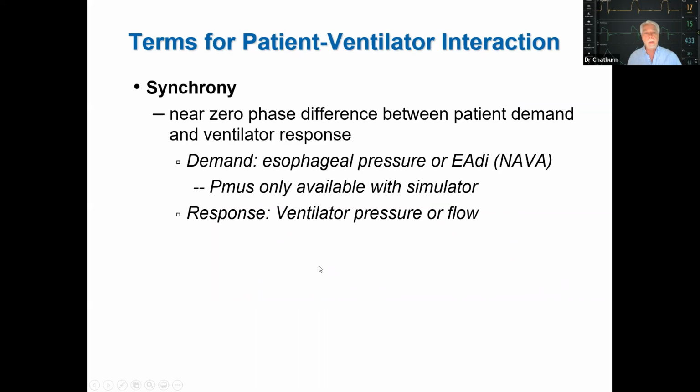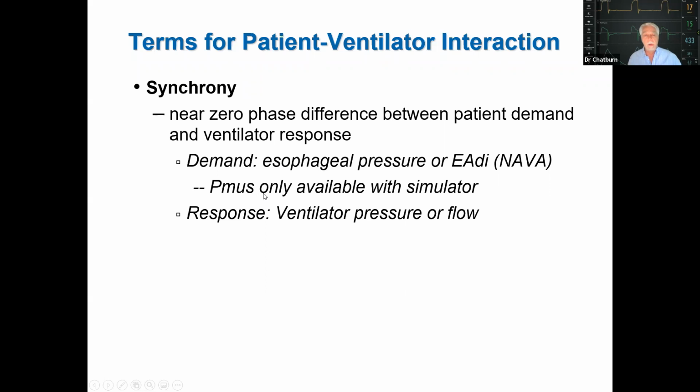Again, synchrony means that there's a near zero phase difference between patient demand and ventilator response. You're never going to find zero phase difference because no ventilator can operate without any kind of time lag. Now, the demand that the ventilator is looking at, at least in terms of graphically analyzing waveforms, a reference pressure is either going to be esophageal pressure, or if we have it, the electrical signal from the diaphragm, if we get it from a Nava catheter.